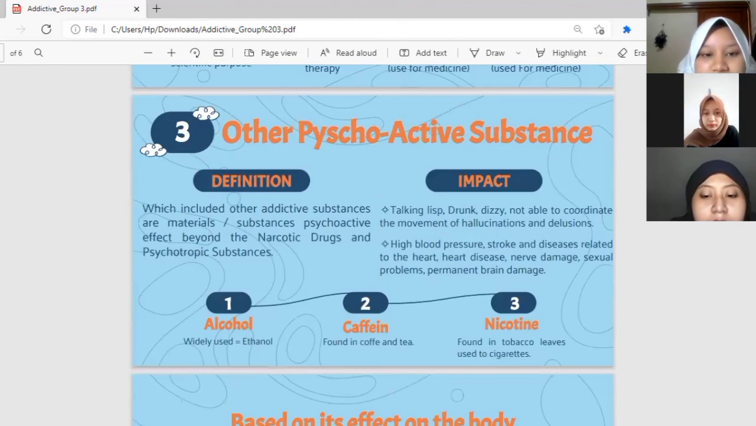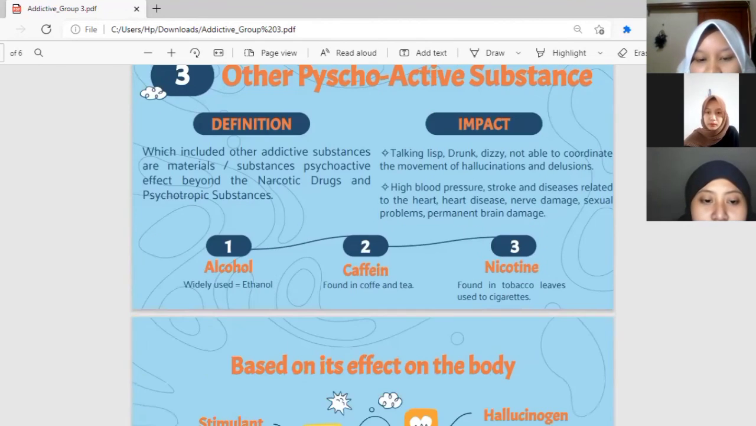And the third is other psychoactive substances, which include other addictive substances, materials or substances that are psychoactive and affect beyond narcotic drugs and psychotropic substances. And the impact is like talking less, being drunk, dizzy, not being able to coordinate movement, hallucinations and delusions, and high blood pressure, stroke, and heart disease, nerve damage, sexual problems, and permanent brain damage.